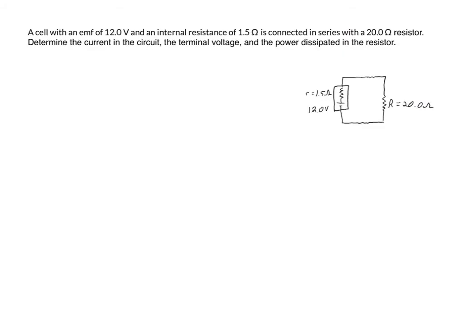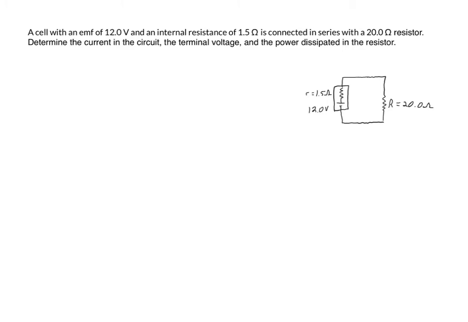A cell with EMF of 12 volts and internal resistance 1.5 ohms is connected in series with a 20 ohm load resistor. Determine three things: the current in the circuit, the terminal voltage, and the power dissipated in the resistor. And here we're referring to the 20 ohm resistor, the external circuit.